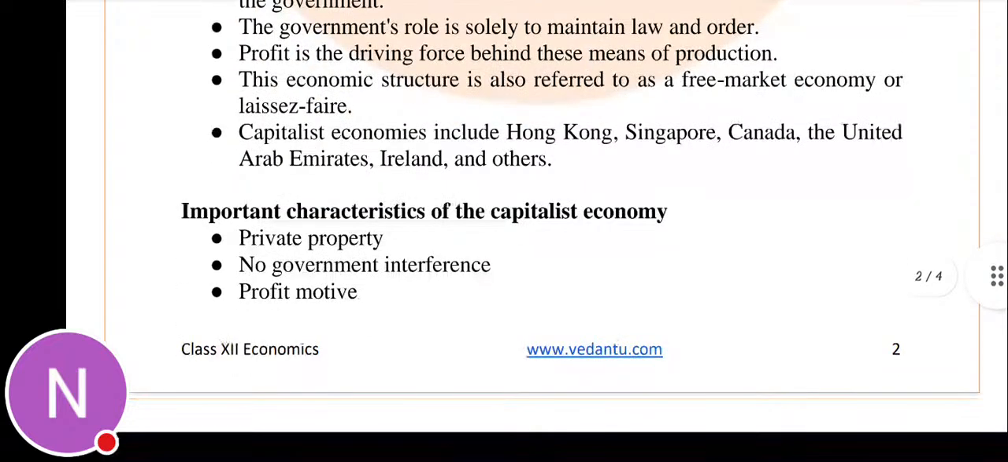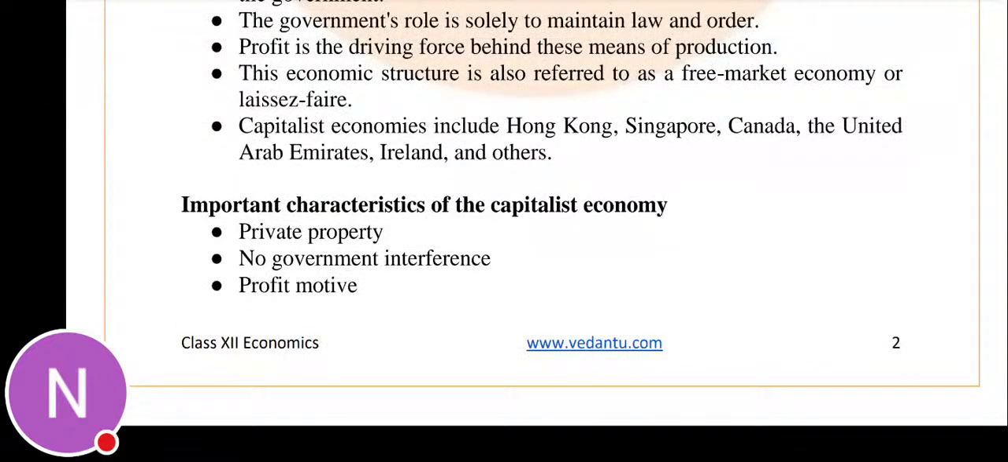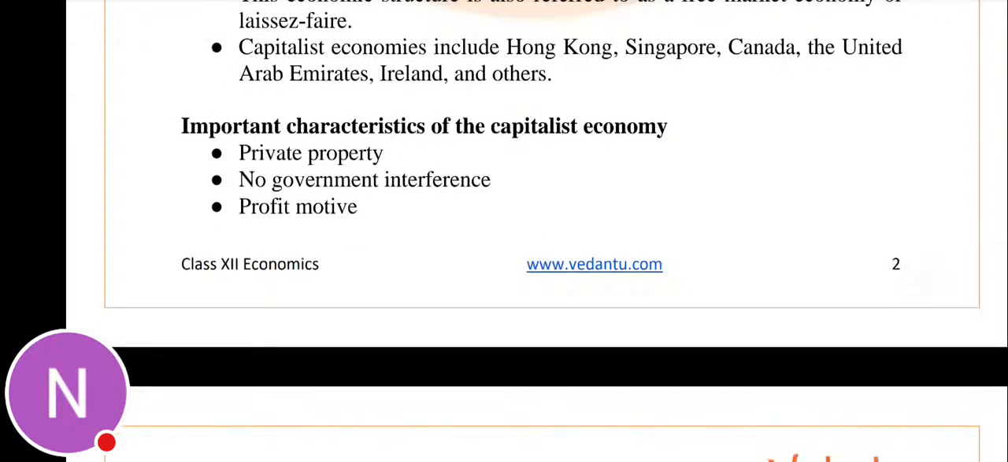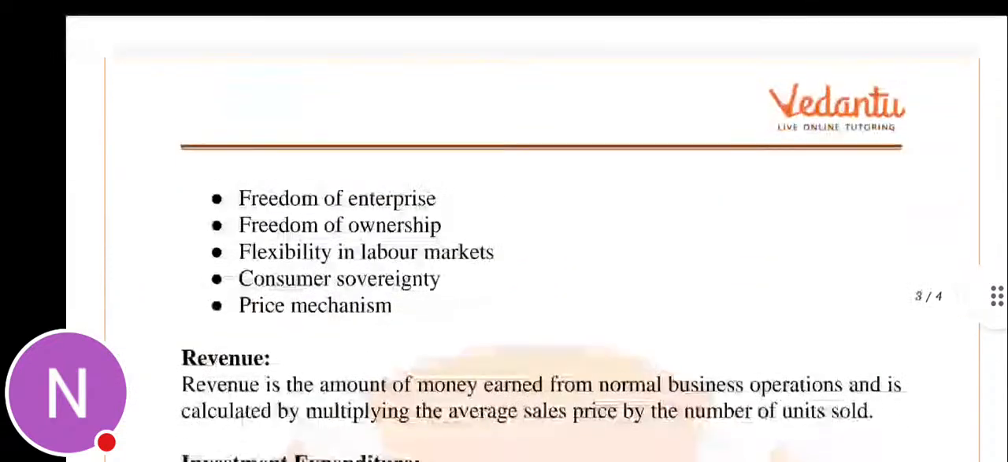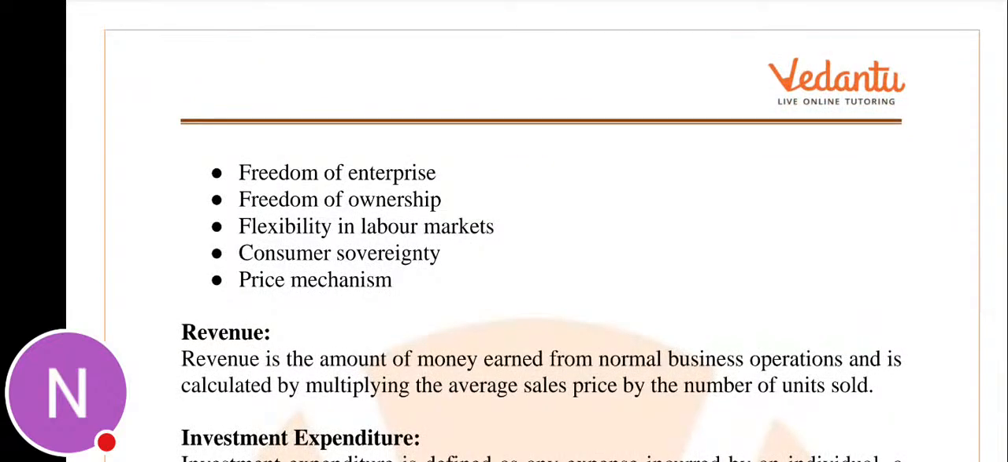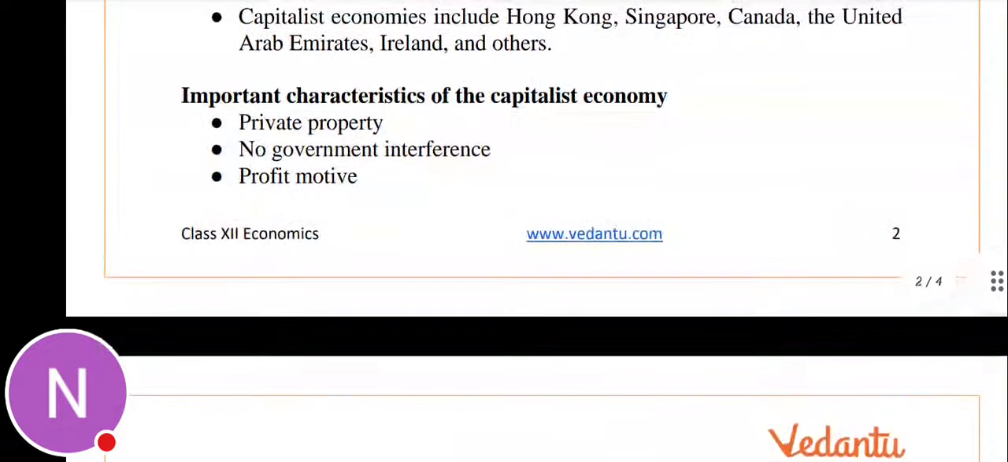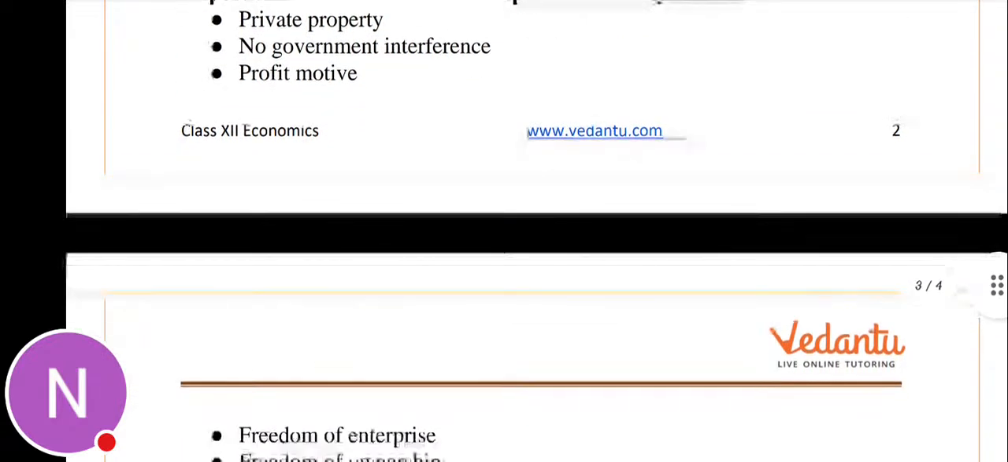Then, the important characteristics of a capitalist economy. The characteristics are private property, no government interference, profit motive, freedom of enterprise, freedom of ownership, flexibility in labor markets, and consumer sovereignty and the price mechanism. These are the important characteristics of the capitalist economy.